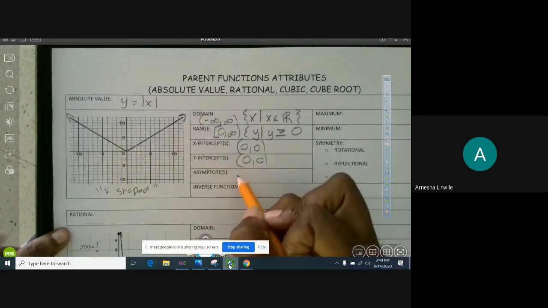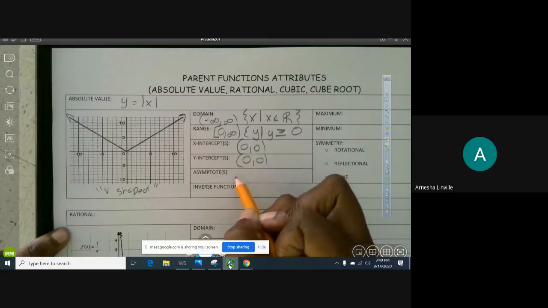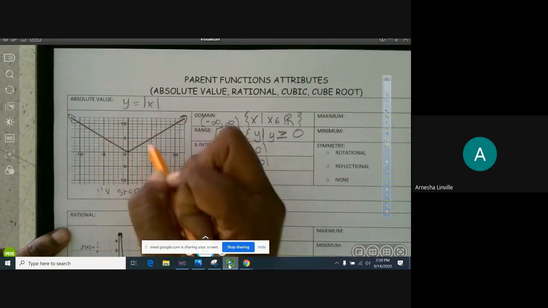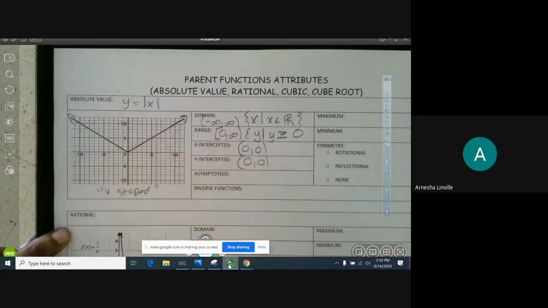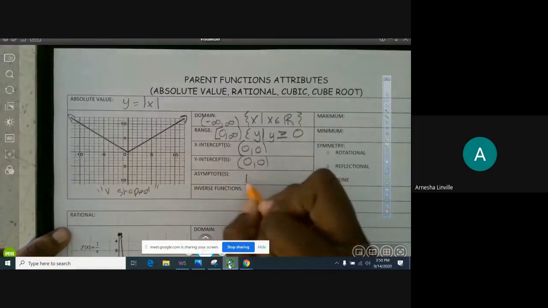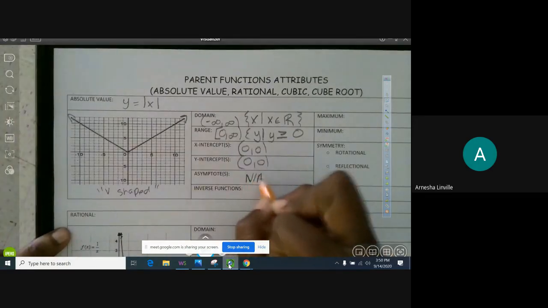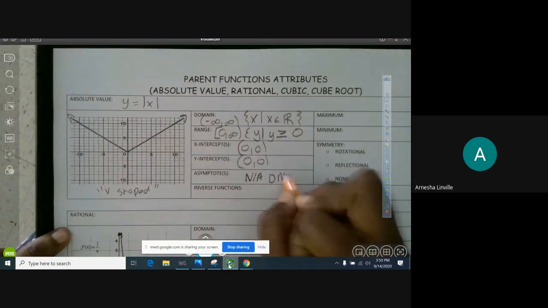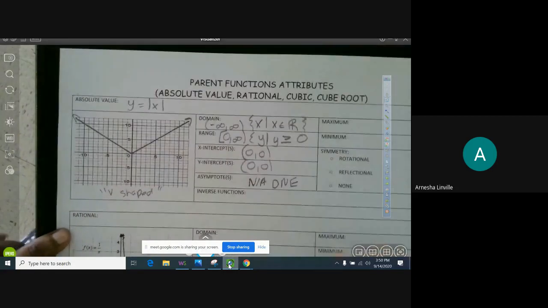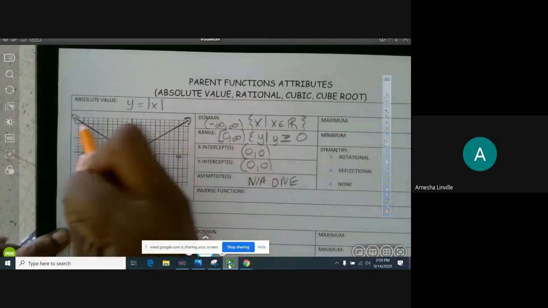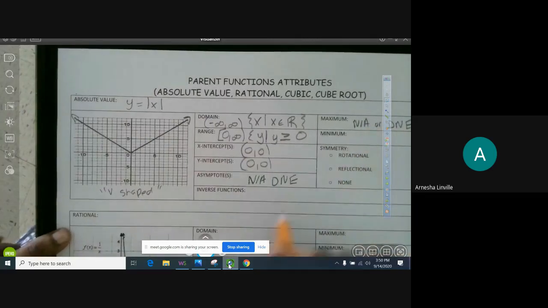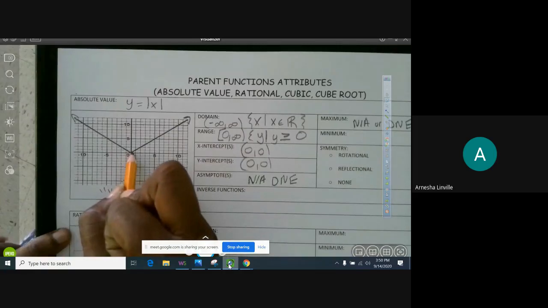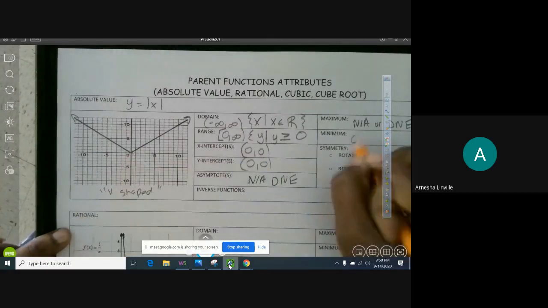Okay, asymptotes: I'm looking at my graph and the graph does not have any jumps. It does not have any breaks or discontinuities or holes. So therefore, it does not have asymptotes. If you look at the max, it continues on forever. So there isn't a max. Minimum, the lowest the graph is ever going to get for the parent function is at 0, 0.